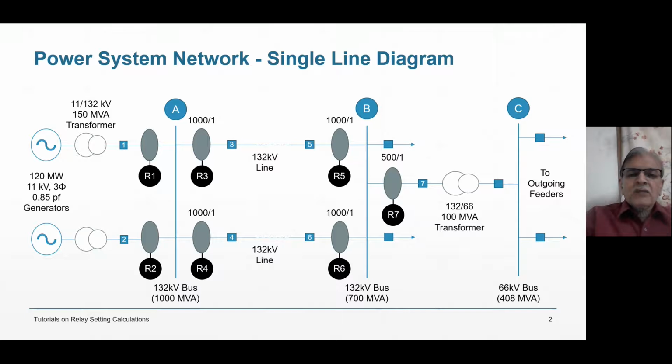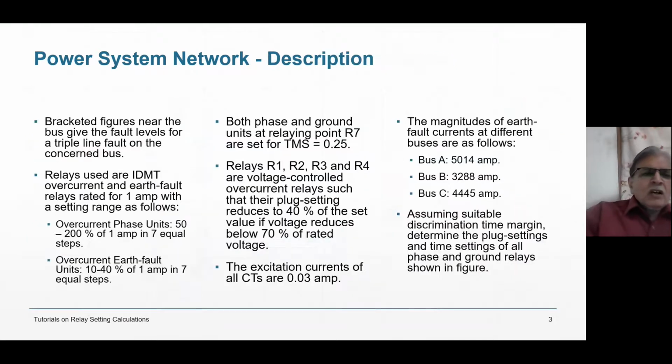3 overcurrent, that is the phase relays, we have talked about. We are going to talk about the ground relays today. The fault levels are given: 1000 MVA, 700 MVA, 400 MVA, 408 MVA, but they are the MVA levels at 3-phase fault. We are not needing that. We are going to need the earth fault calculations. Therefore, we will need the earth fault current at bus A, B, and C. That we will see what it is. So bracketed figures we are not interested in.